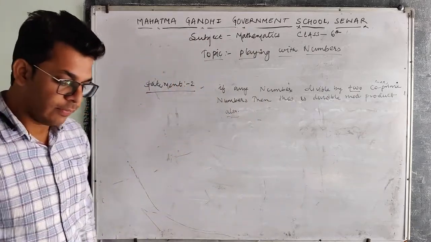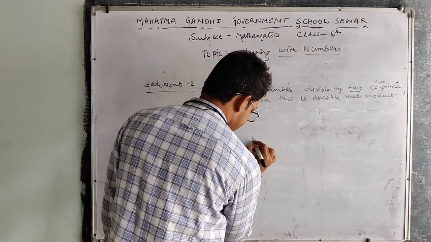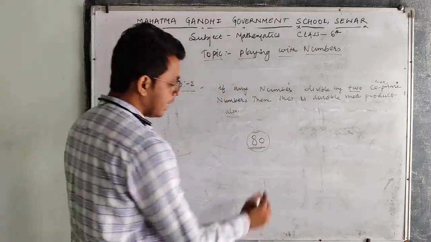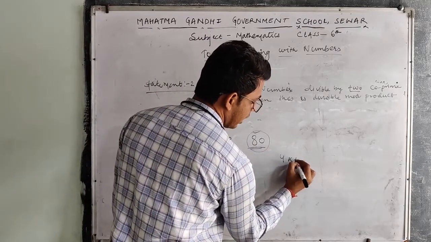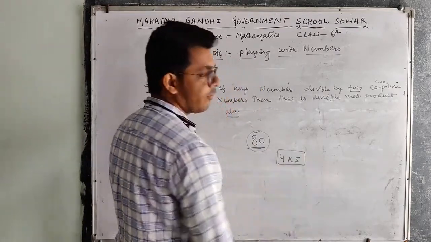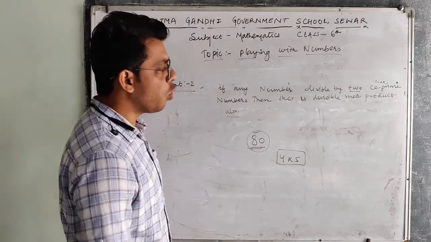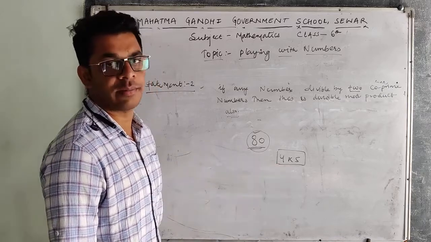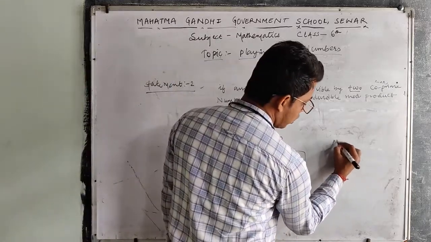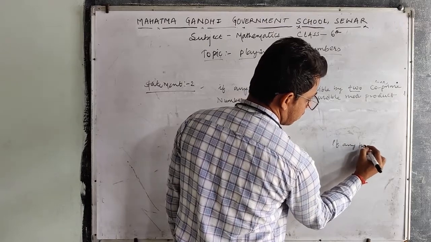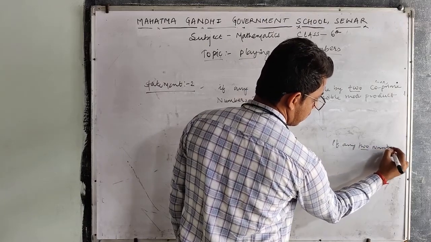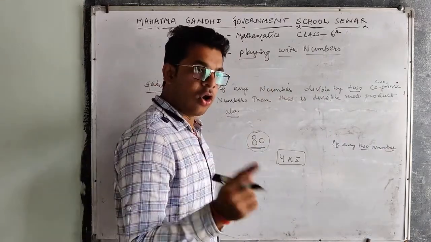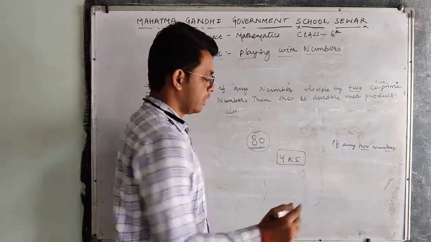How? If I write 80 and say 80 is divisible by 4 and 5. What are 4 and 5? These are co-prime numbers. What are co-prime numbers? First of all, we will analyze what a co-prime number is. Two numbers which have no common divisor other than 1.